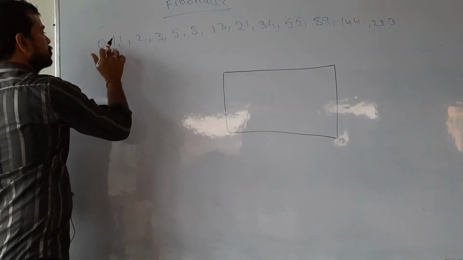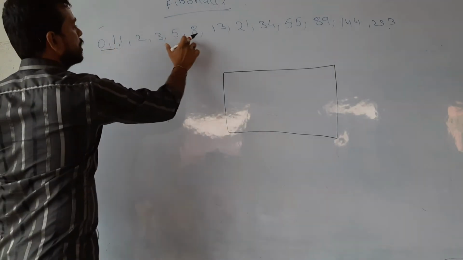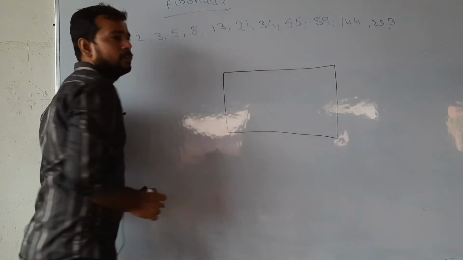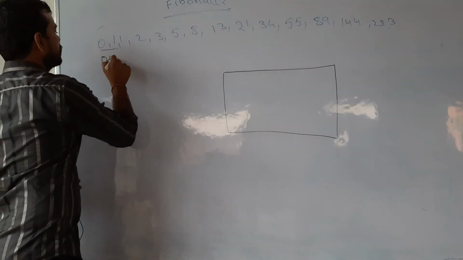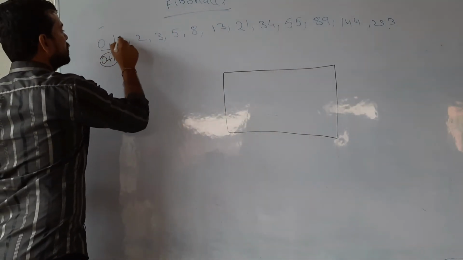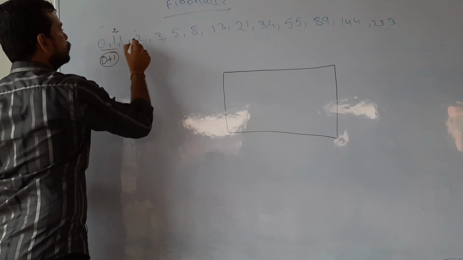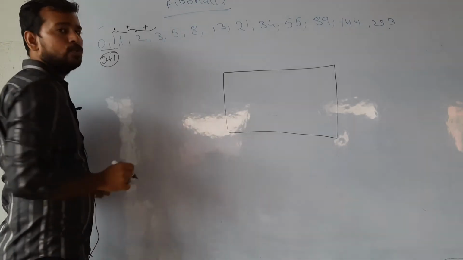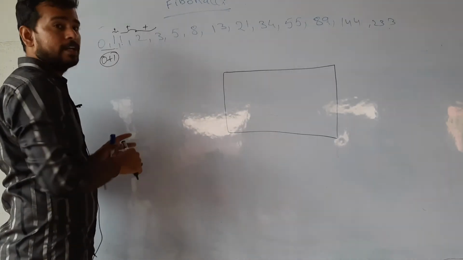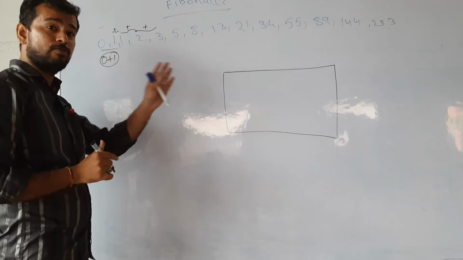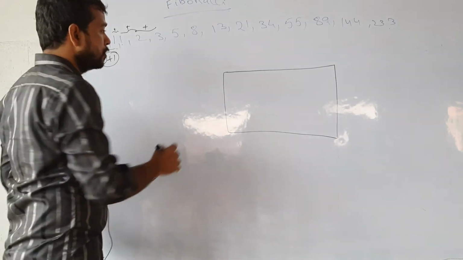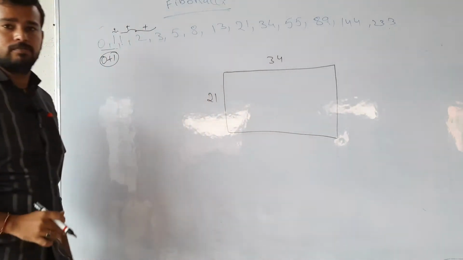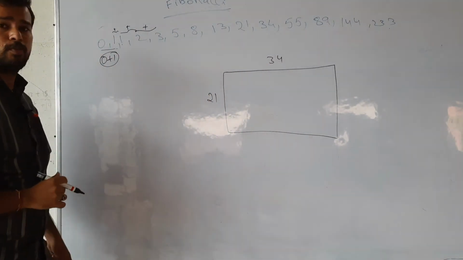Fibonacci number series: 0, 1, 1, 2, 3, 5, 8, 13, 21, 34, 55, 89. Okay, here 0 plus 1 is equal to 1, 1 plus 1 is equal to 2, 2 plus 1 is equal to 3, 2 plus 3 is equal to 5. Now I will let you know how this Fibonacci series will also form a golden spiral. Let's take a rectangle of 34 by 21.